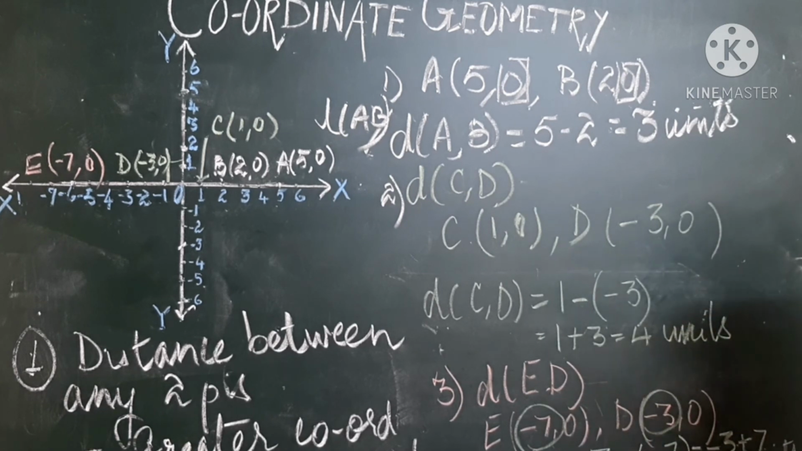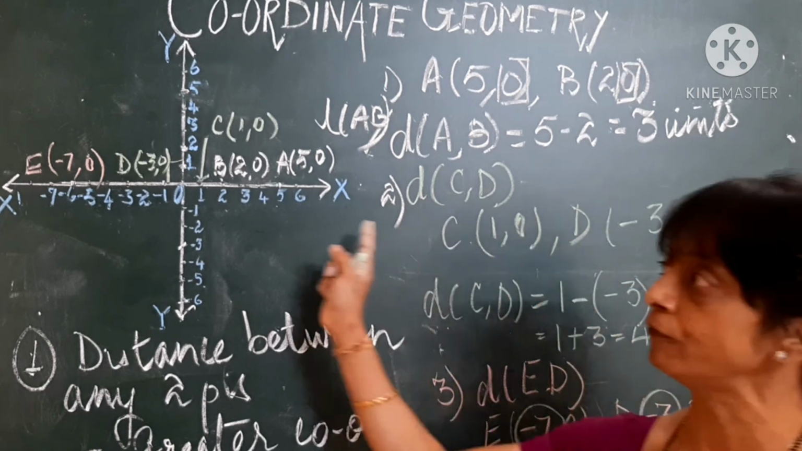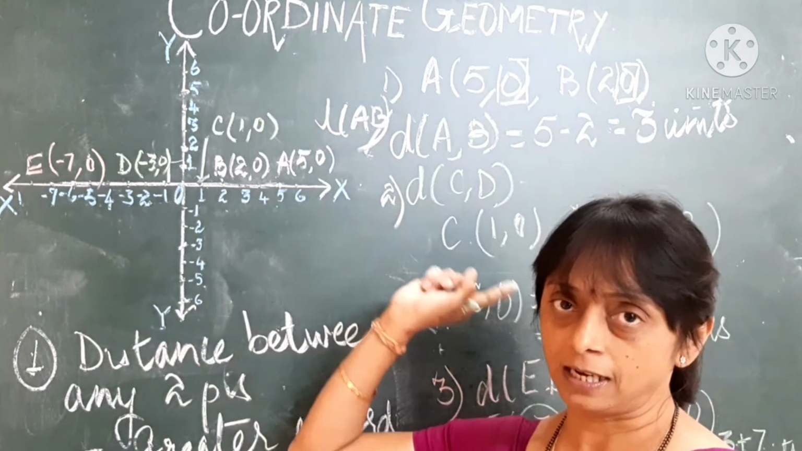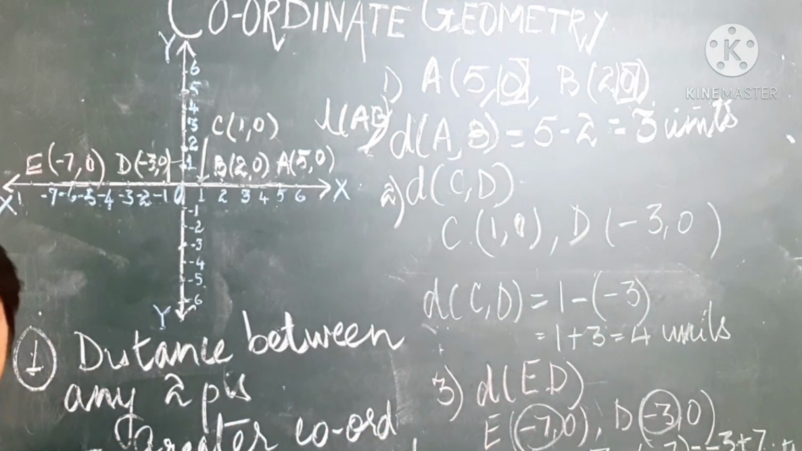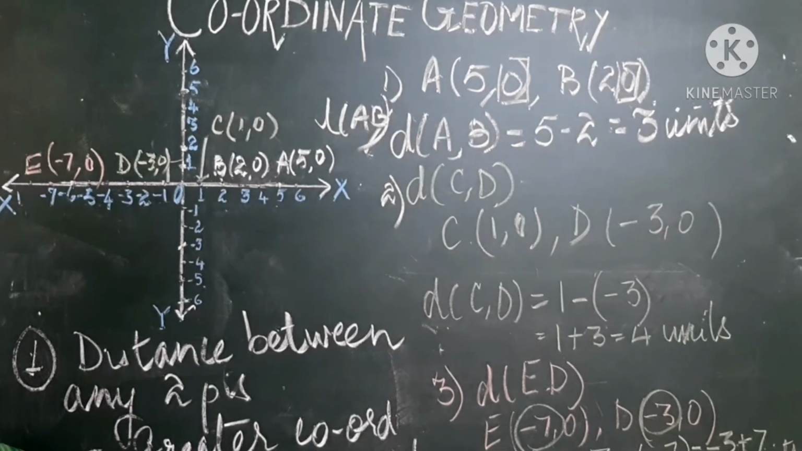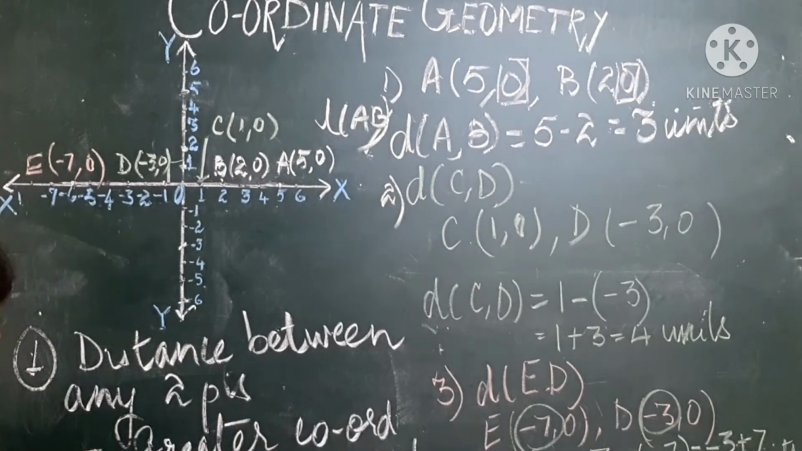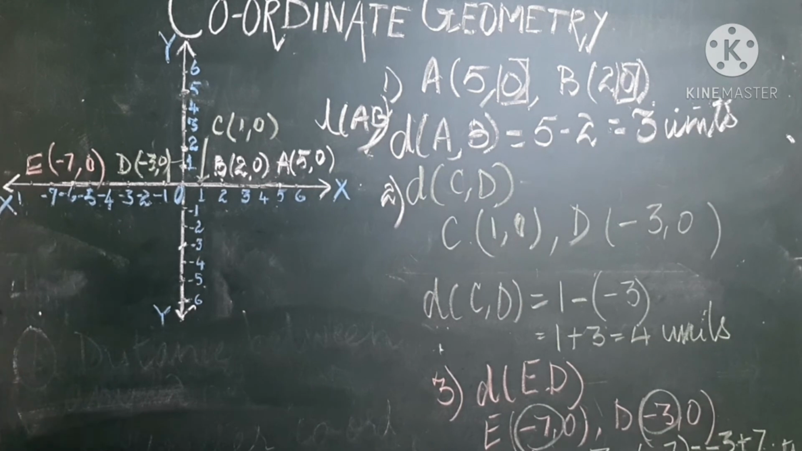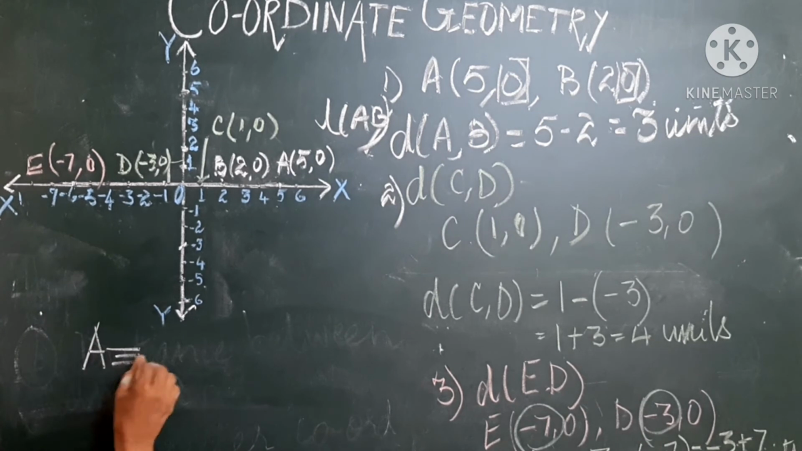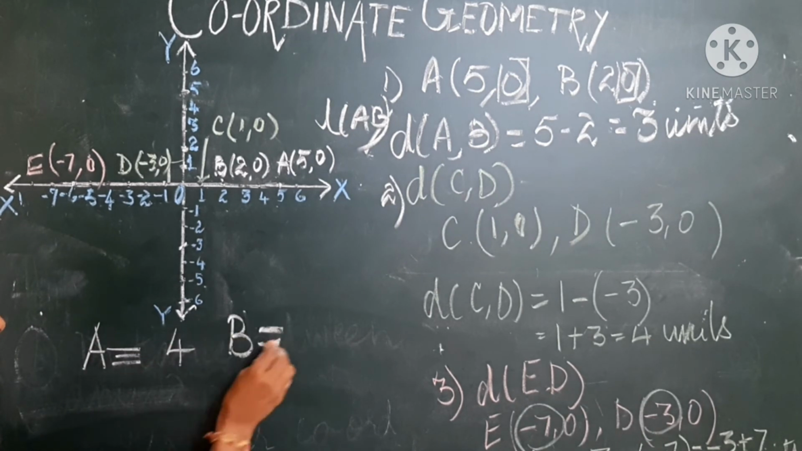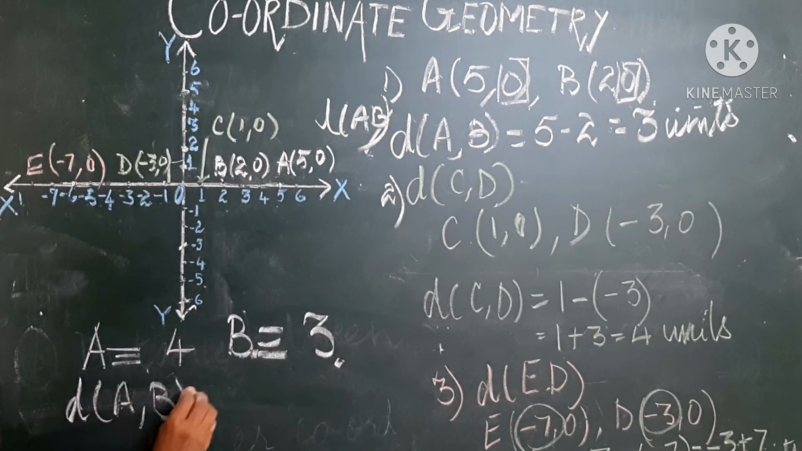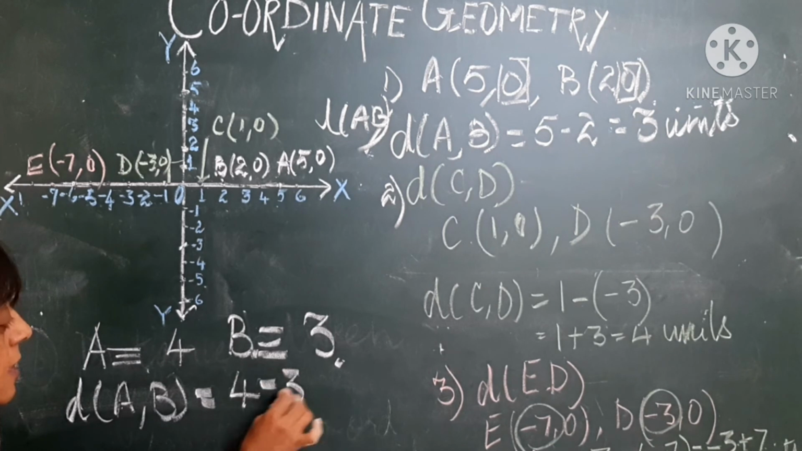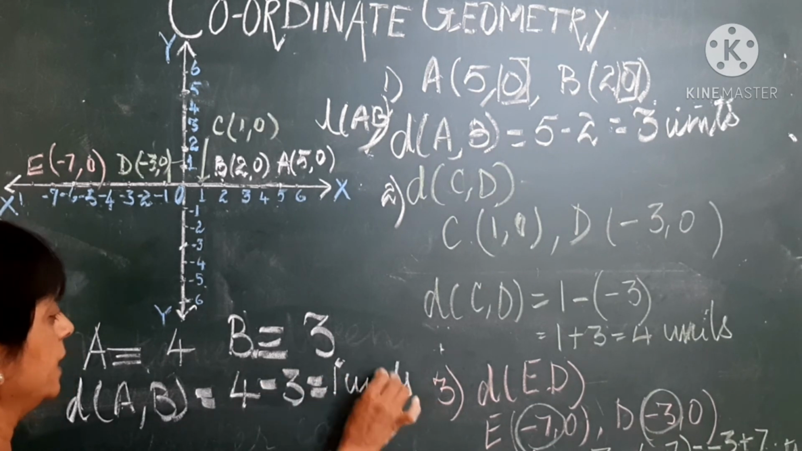So what did we see, children, over here? We saw by taking different points lying on the x-axis how we calculate distance. The only formula that we use is greater coordinate minus smaller coordinate. In other words, children, in case you have been given 2 points, A is positioned at 4, B is positioned at 3. Find distance AB. So it will always be greater minus smaller, that is 1 unit.